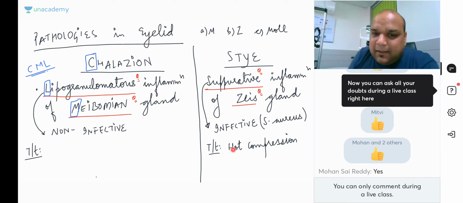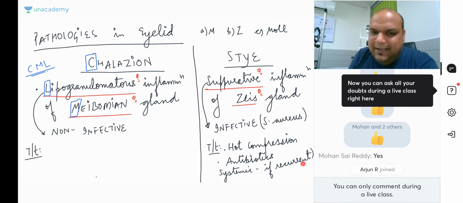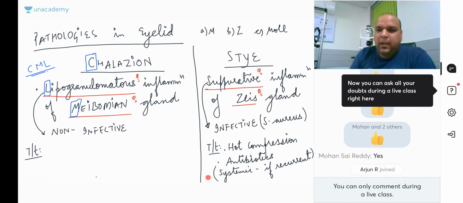But yes, antibiotics should be given in clinical practice. Usually we give systemic antibiotics if recurrent. If you're getting a patient who's having it again and again, then you will give systemic antibiotics. So antibiotics you're just giving for preventing superadded infection. It is not necessary to give in cases of sty. Please remember. Now, what is the treatment of chalazion?